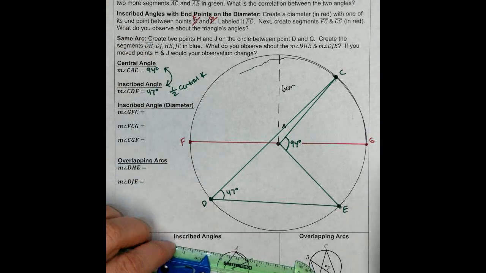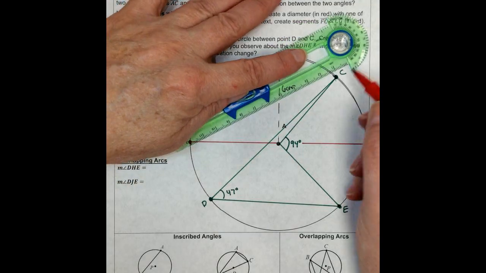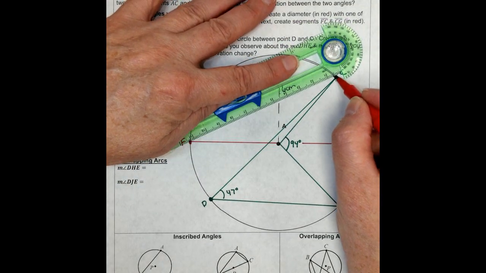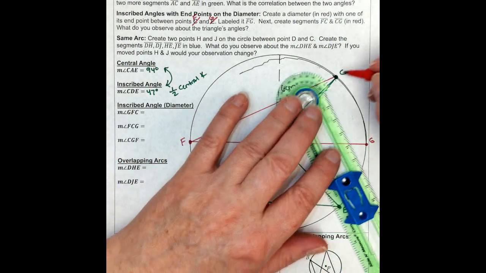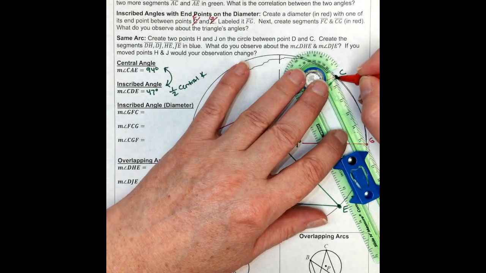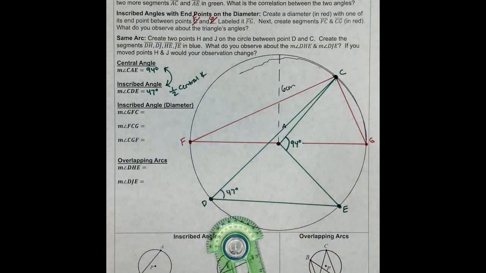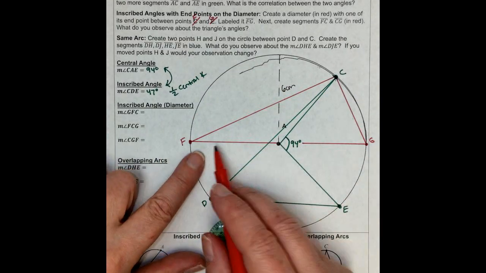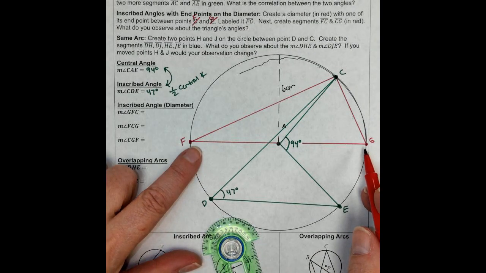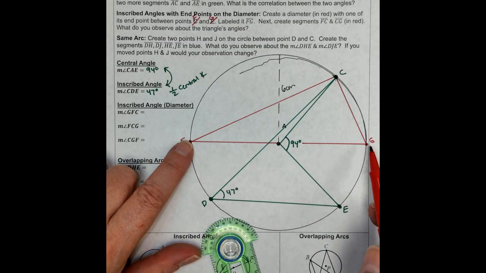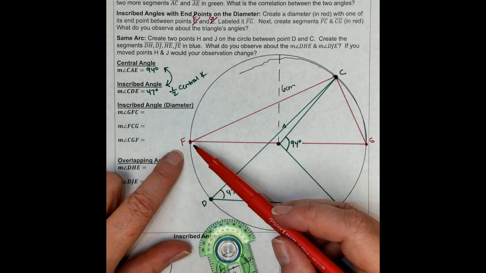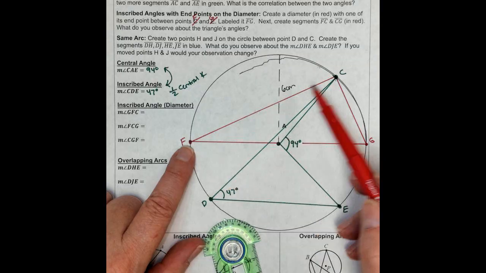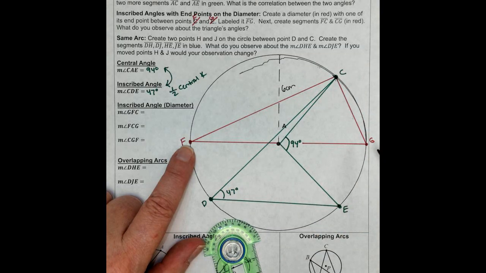Okay, next create the segments FC. So we're going to go from F to C here, and from C to G, right here. Okay, so now I'm using the diameter of my circle as a leg of this triangle that I got going on here, which is really an inscribed angle because my inscribed angle is FCG. That's my inscribed angle here.